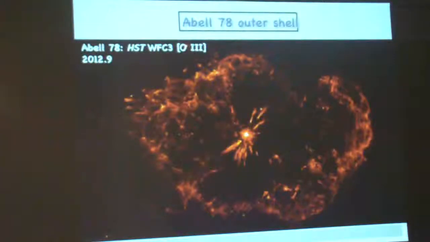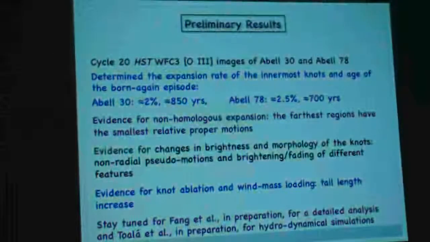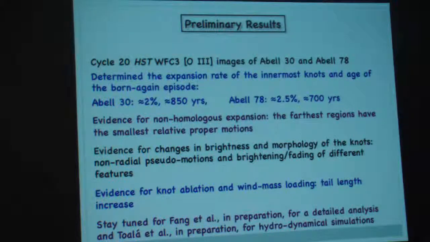So here I can present some preliminary results of what we are doing. Basically, we have obtained those images. We have determined the expansion rate of the innermost nodes in these sources. So that's about 2,000% for AL30, which is an age of 850 years, 2.5% for AL78, which is 700 years.